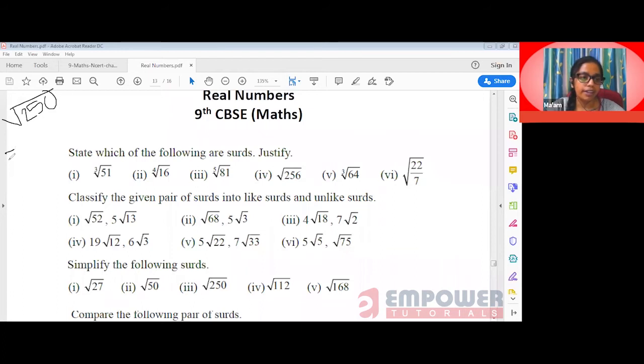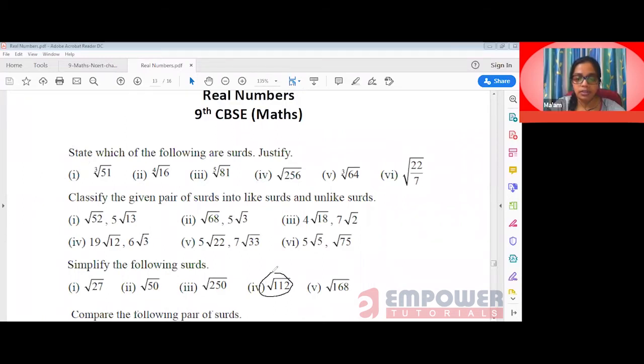So what are the factors of 250? So 25 into 10, yes. So this will be 5 root 10. It should be 5 root 10. Now do the next one.